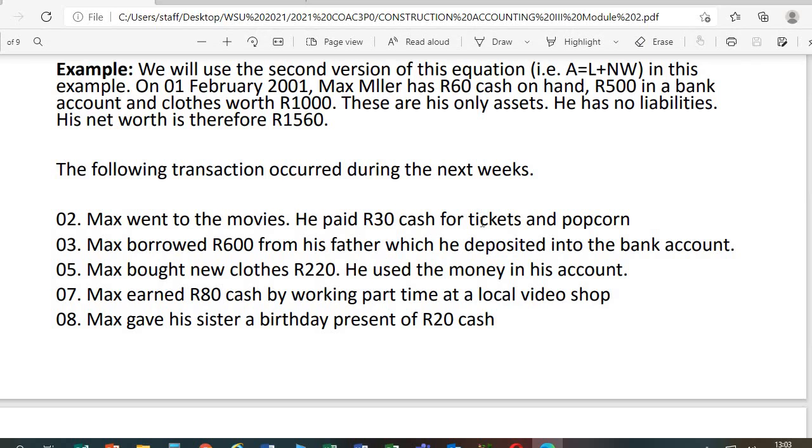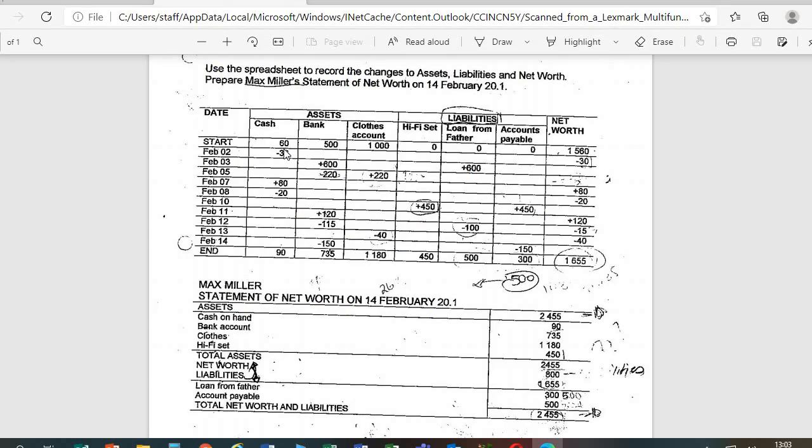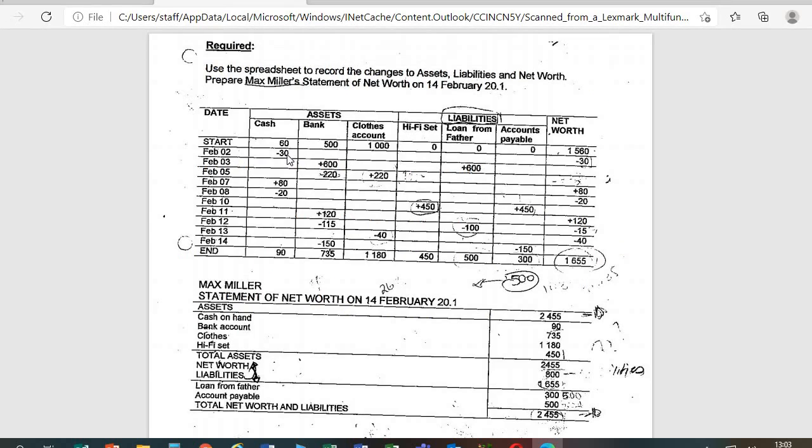And then we go to the 2nd of February, Max went to the movies. He paid 30 Rand cash for tickets and popcorn. And then on the cash that he had on hand, which was the 60 Rand, he took 30 Rand, bought popcorn and paid for the movies. Minus 30 Rand under cash, and then you minus on his net worth, because whatever amount he had, now he's minusing by 30 Rand.